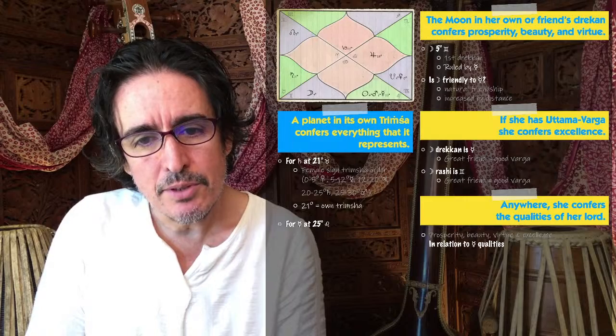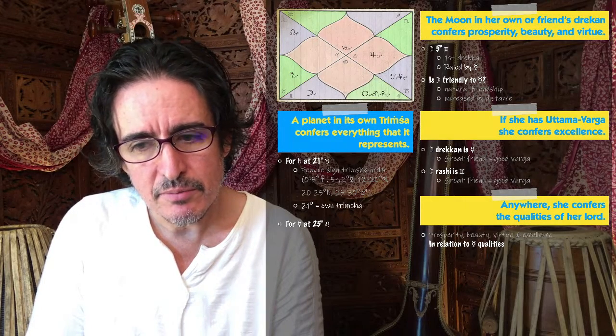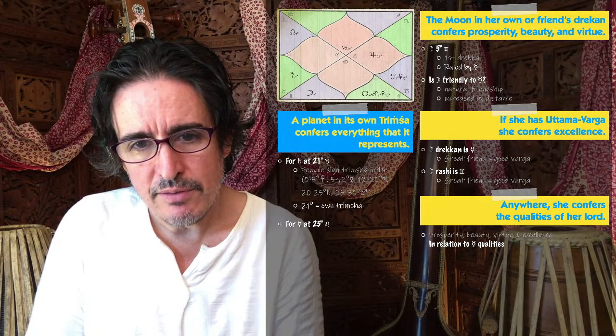Here, look also at Mercury. Mercury is another example of this. Mercury at 25 degrees of Leo.